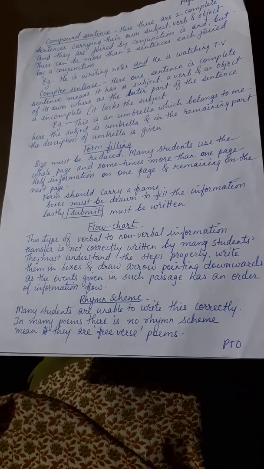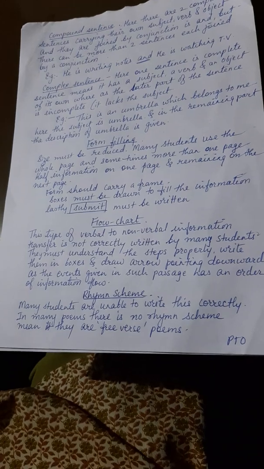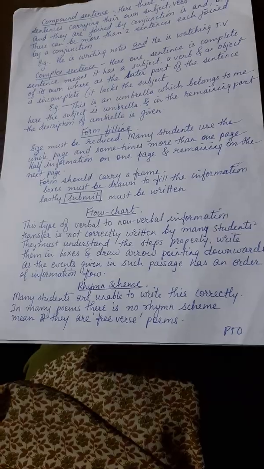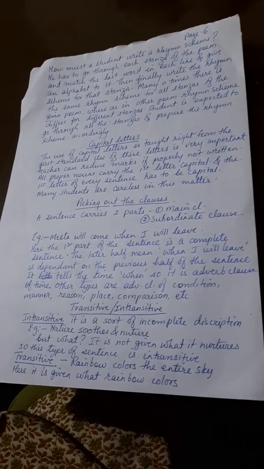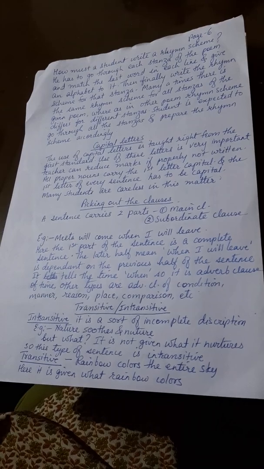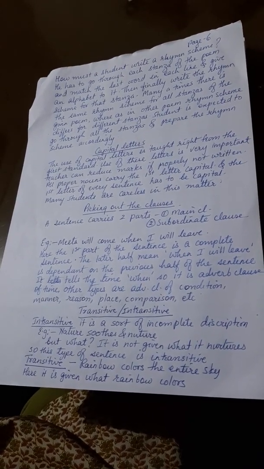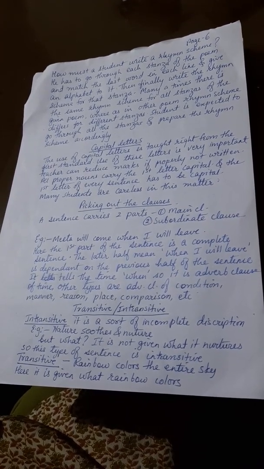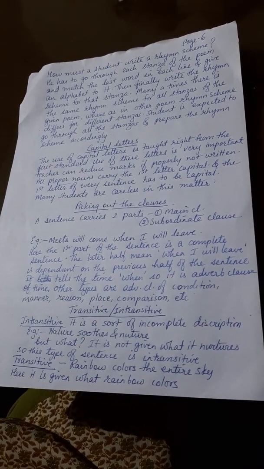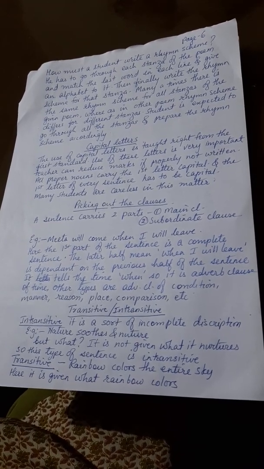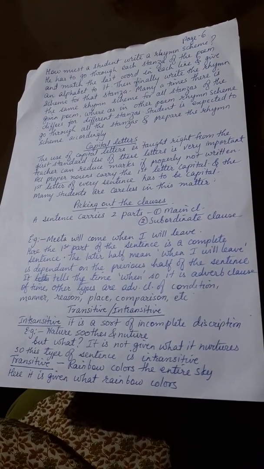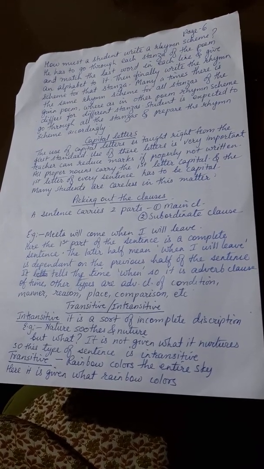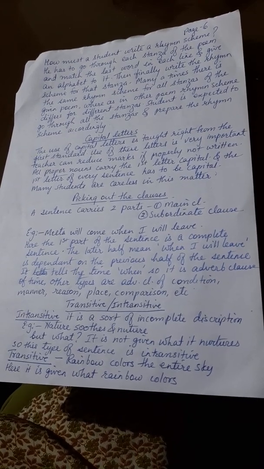Rhyme scheme. Many students are unable to write this correctly. In many poems there is no rhyme scheme, means they are free verse poems. How must a student write a rhyme scheme? He has to go through each stanza of the poem and match the last word in each line and give an alphabet to it. Then finally write the rhyme scheme for that stanza. Many a times there is the same rhyme scheme for all stanzas of the given poem, whereas in other poems the rhyme scheme differs for different stanzas. Student is expected to go through all the stanzas and prepare the rhyme scheme accordingly.